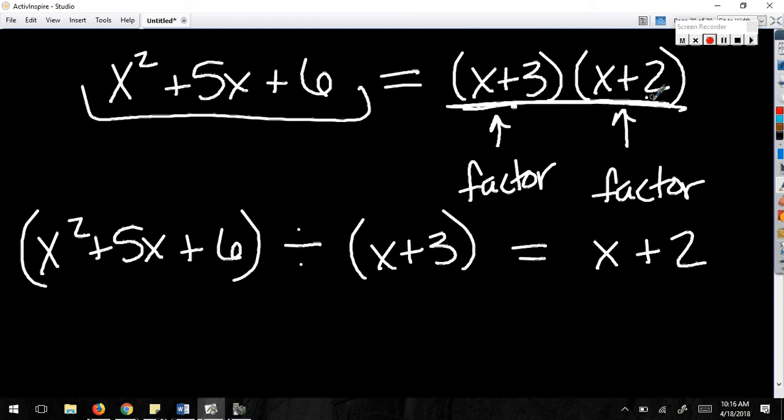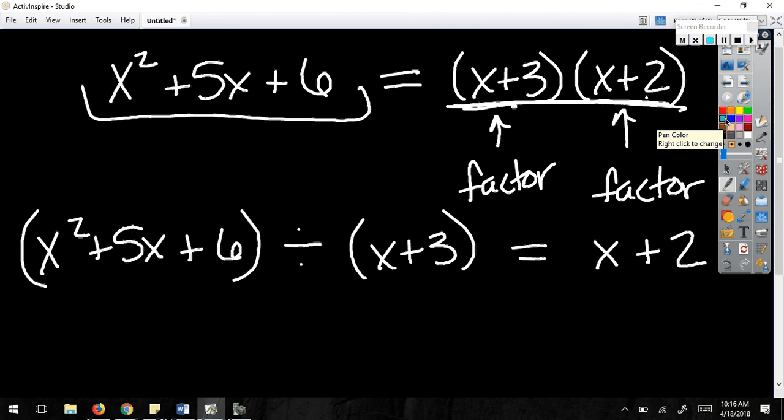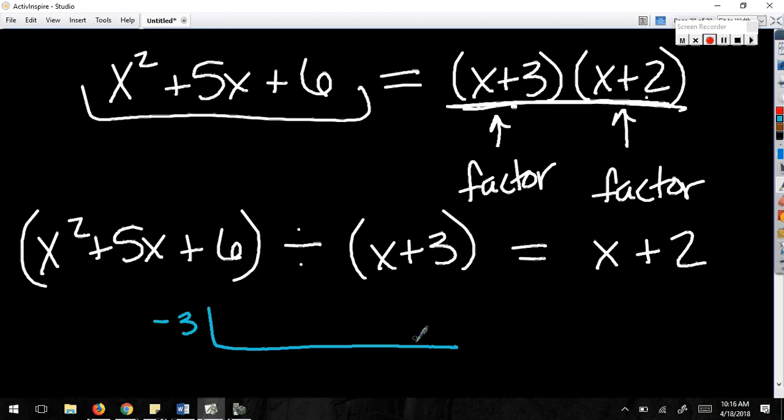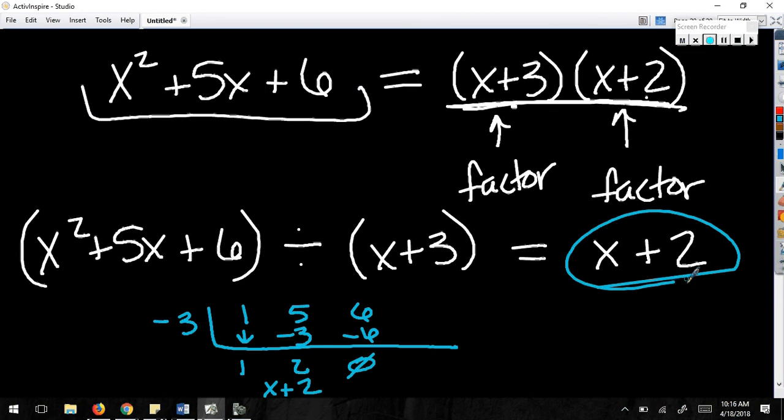And just to show you, I'm going to do this with synthetic division quickly. 1, 5, and 6. Drop it, multiply it, add it, multiply it. I got no remainder, right? So this is 1x plus 2, which is what I got here. So that's the factor theorem kind of in a nutshell. The factor and remainder theorems is that when you get a 0 when you divide, then you've started with a factor. And when you divide by that factor, you get another factor back out.